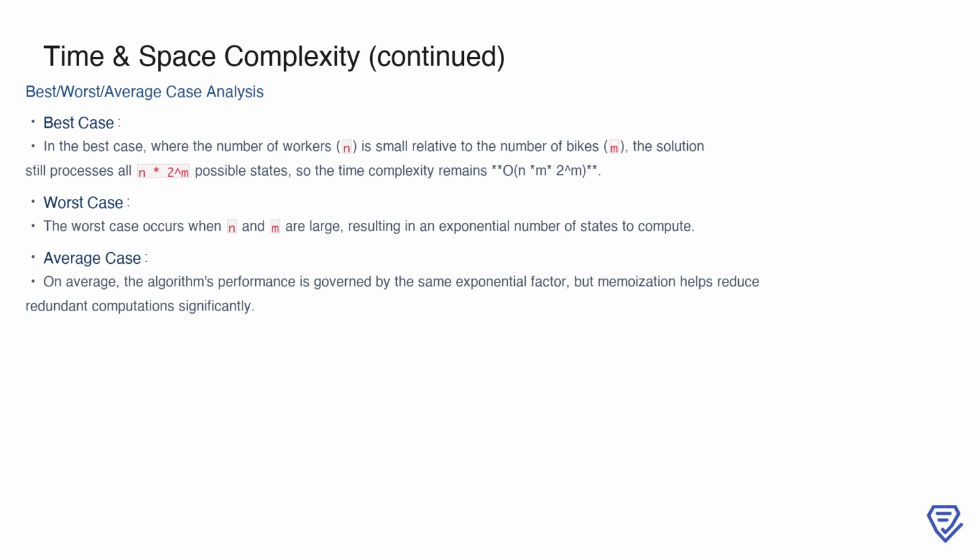To analyze the algorithm under different scenarios, we consider the best, worst, and average cases. In the best case scenario, even if the number of workers is small compared to the number of bikes, the solution still needs to process all n * 2 to the power of m states. Therefore, the time complexity remains O(n times m times 2 to the power of m). In the worst case, where both n and m are large, the exponential growth in the number of states makes the solution computationally intensive. On average, the performance is governed by the same exponential factor, but memoization greatly reduces the number of redundant computations. This ensures the algorithm performs as efficiently as possible within the constraints of the problem.